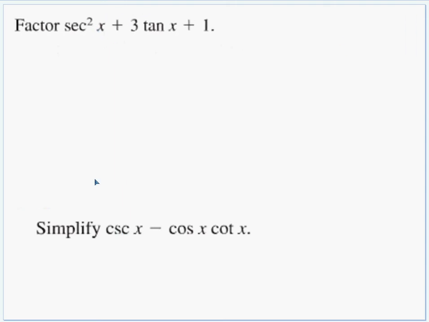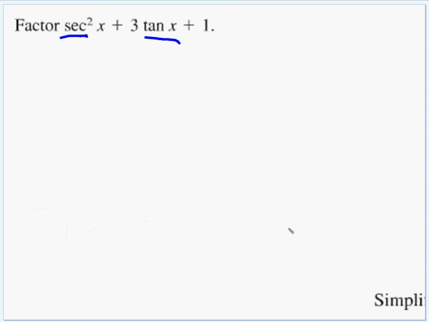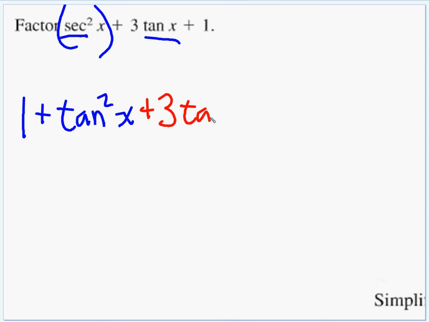All right. In the first one, we've got apples and oranges. Secant squared is an apple, tan is an orange. We're going to block off secant squared and replace it with something. If you went to the formula sheet and found the correct spot, secant squared is equivalent to 1 plus tan squared x. And then we'll copy the rest of the problem. We've still got a 3 tan x in there, and we've got our little plus 1 at the end.